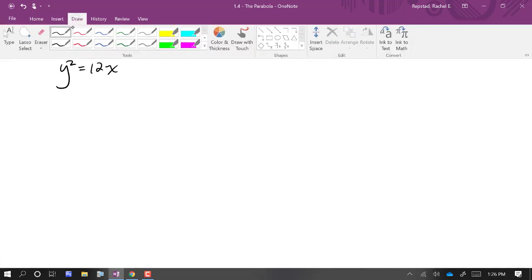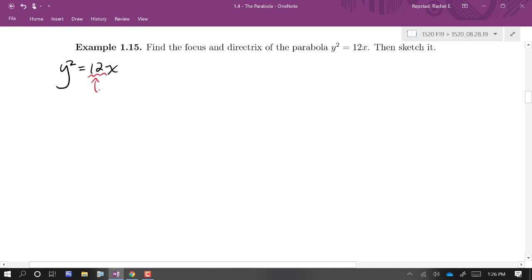So we're working with y squared equals 12x. That means that if I look at this coefficient, this is 4p, which means that p is equal to 3. It's a positive 12x, so that means it's going to open to the right. What do we think the coordinates of the focus should be?